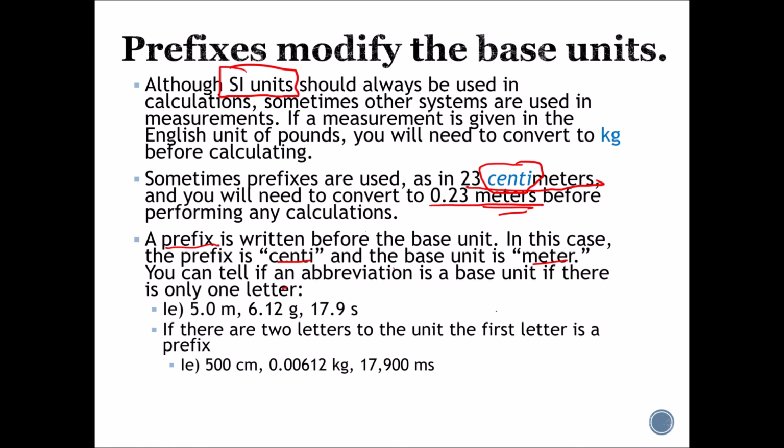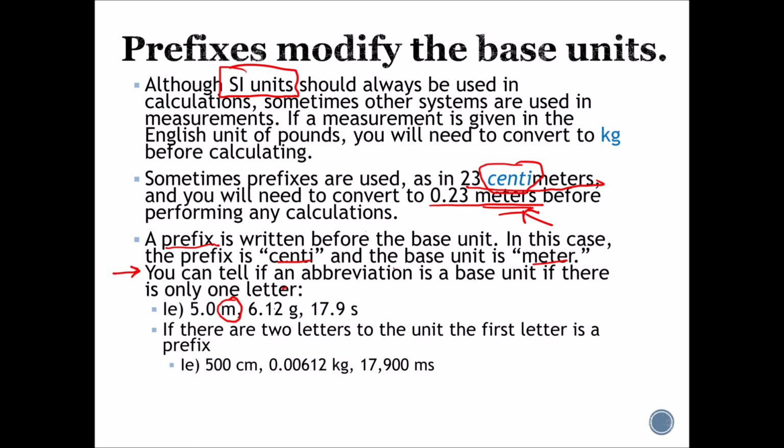A prefix is written before the base unit. So in this case, centi is the prefix and meter is the base unit. You can tell if an abbreviation is a base unit if there's only one letter. So I get this question a lot from my students. Well, is this milli? What is this? This is meter. So when it's by itself, it is a base unit. I'm not saying SI unit here, I'm saying base unit.